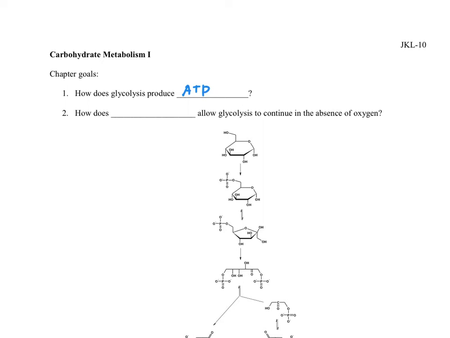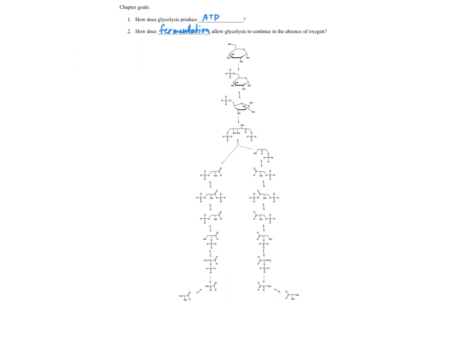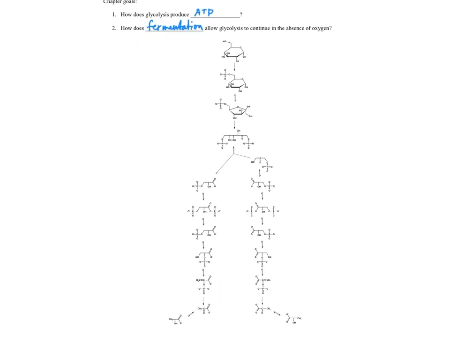Second of all, we're going to ask, how does fermentation allow glycolysis to continue in the absence of oxygen? Let's not worry about that second one right now. We're going to spend almost the entire chapter talking about the first goal. Now, here is the glycolysis pathway in all its glory. And like I said, we're going to start up here with glucose, D-glucose, and we're going to end up down here with a molecule called pyruvate. That's these ones right here. These two molecules down here are going to be involved with fermentation, so we'll skip that for now.